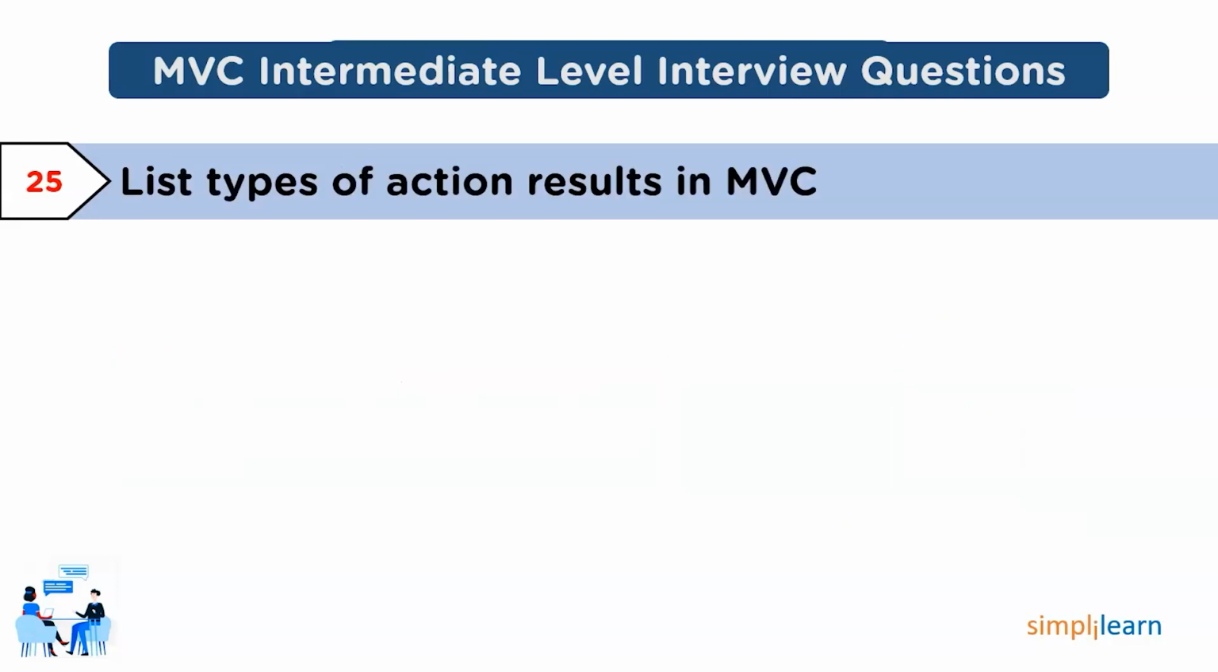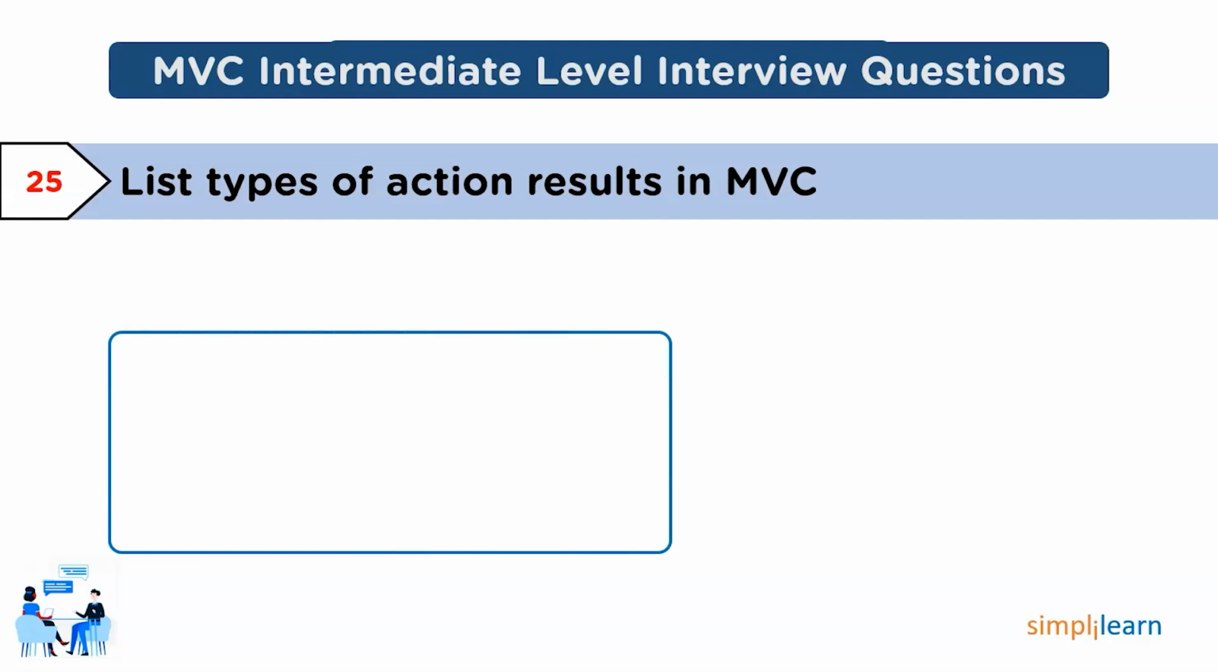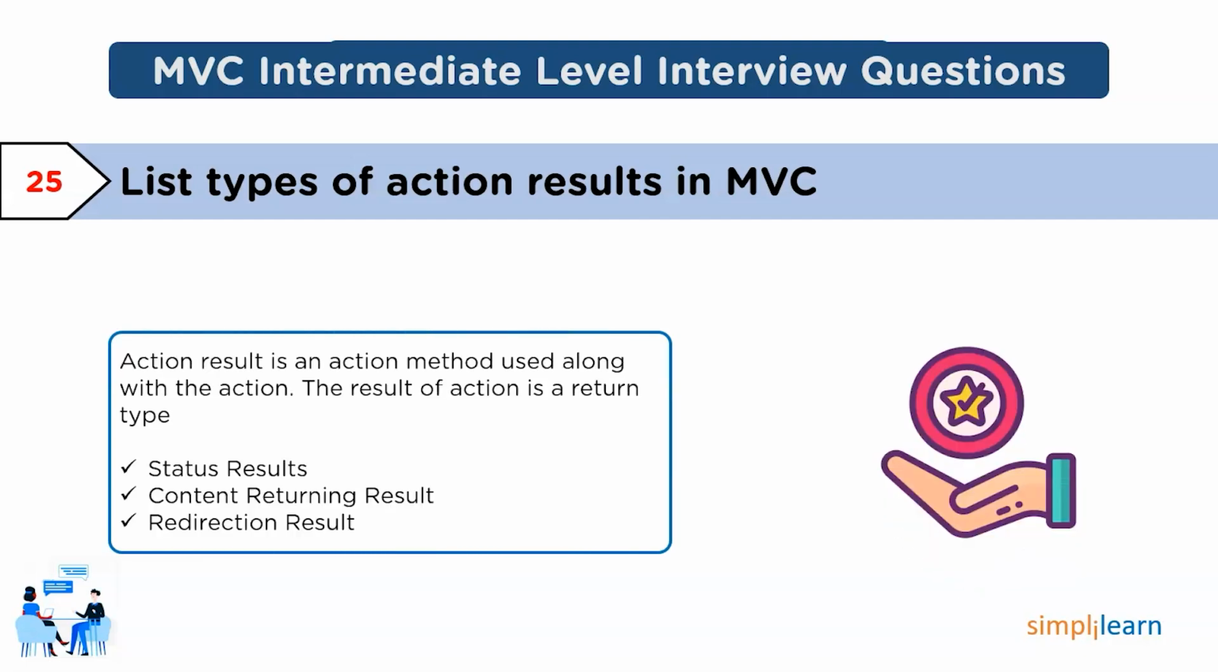List the types of action results in MVC. Action result is an action method used along with an action. It is the result of action execution. The action result is a return type. Action results are divided in MVC into three categories: status result, content returning result, and redirection result. Status result provides the status of the code to the browser. Content returning result is responsible for returning the content, and redirection result redirects to the specified URL.